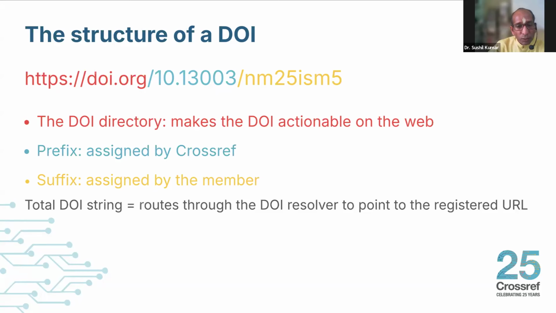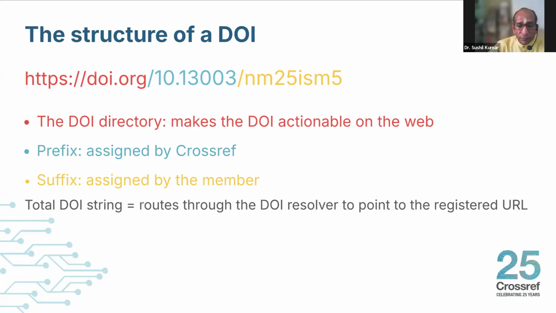So how does Crossref provide it? When you join Crossref as a member, you are assigned a unique prefix for your account, in the format of 10. followed by digits, which you can see here. Earlier it was 4 digits, and now, after 2012, it is 5. So 13003, this number after the 10.